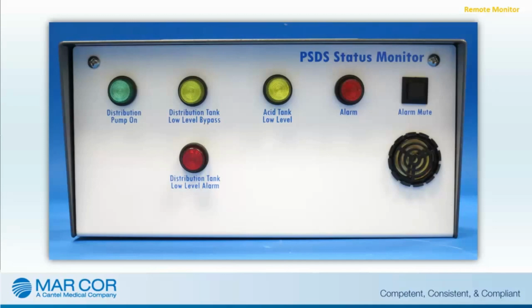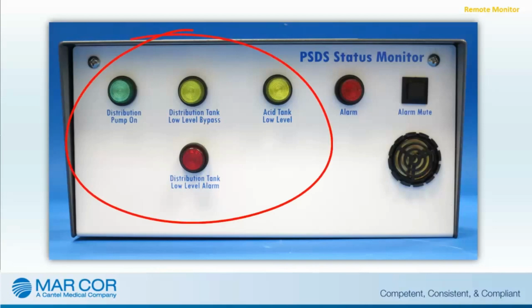Monitoring logic and power are delivered from the PSDS controller through cable connections to the PSDS status monitor. Its compact size and optional mounting features allow it to be located near the dialysis area or nurse's station. The PSDS status monitor is available in either an external surface mount housing or flush mount panel with a variety of monitored features that include distribution pump and distribution tank low-level alarm status, acid tank levels, and alarm conditions.